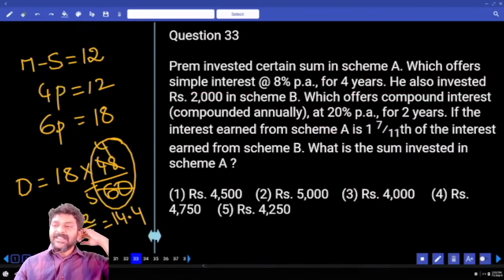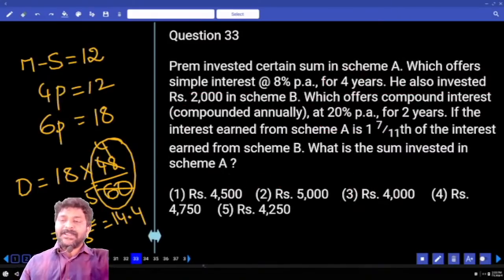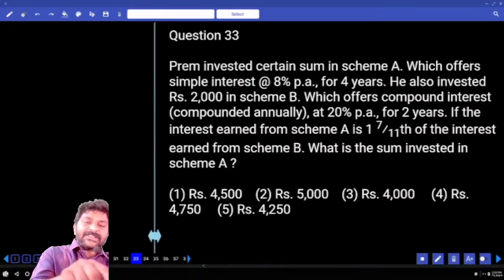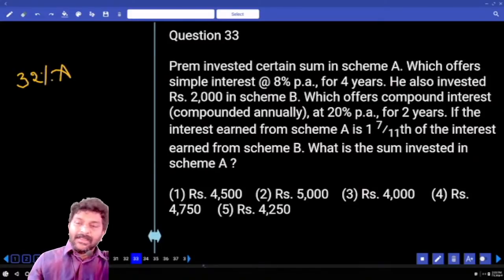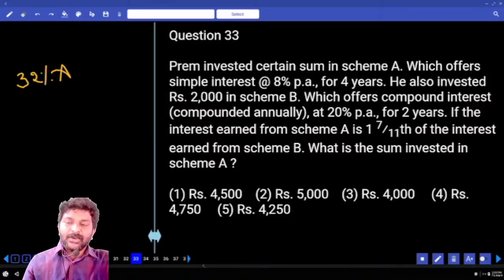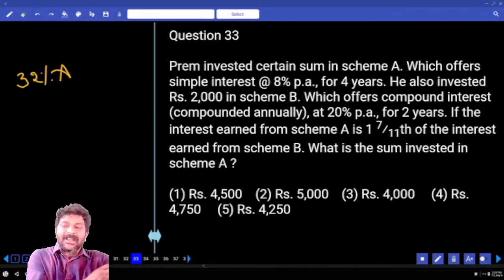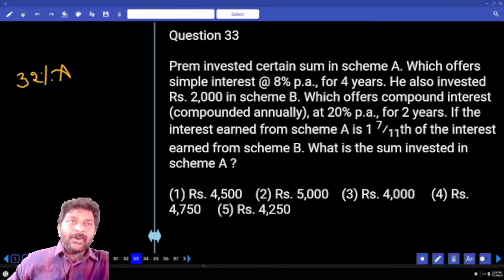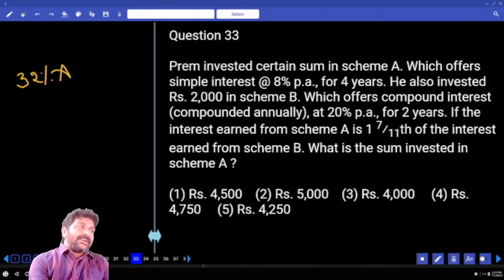Prem invested a certain sum in scheme A, which offers simple interest at 8% per annum for 4 years. So how much interest do you get? 32% in scheme A. He also invested 2,000 rupees in scheme B, which offers compound interest compounded annually at 20% per annum for 2 years. Compound interest for 2 years at 20% per annum.